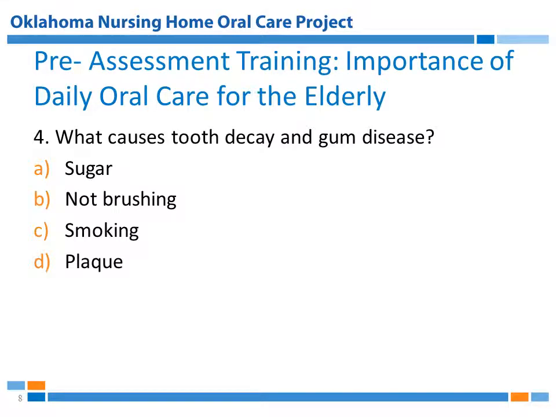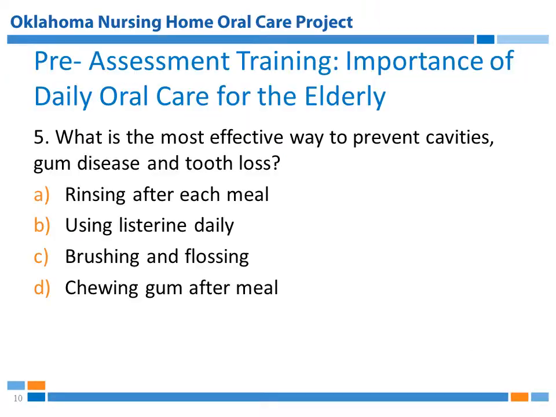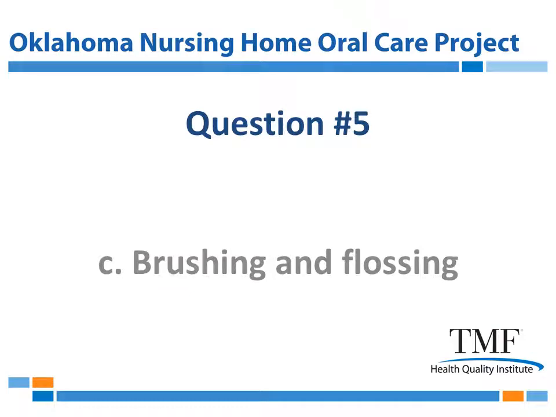Question 4, what causes tooth decay and gum disease? That would be plaque. And our last pre-assessment training question is, what is the most effective way to prevent cavities, gum disease, and tooth loss? And that would obviously be brushing and flossing, which we learned at a very early age when we first went to the dentist.